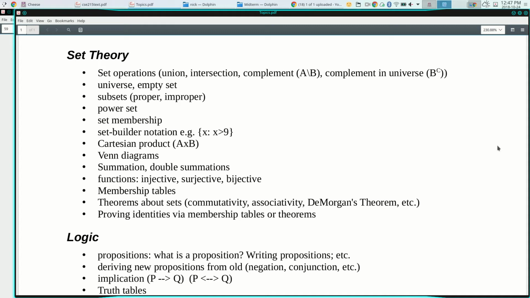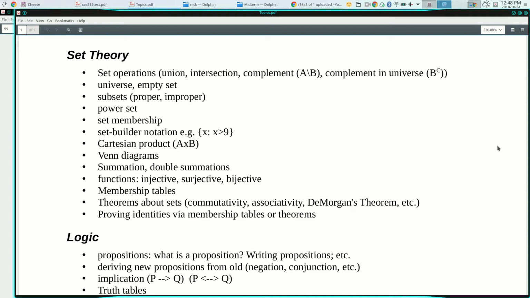The universe is the biggest set. It contains every possible thing in whatever space we're considering. And the empty set is the smallest possible set, and it contains nothing. So if we're working over the integers, the universe is the set of all integers. The empty set is the set containing nothing.